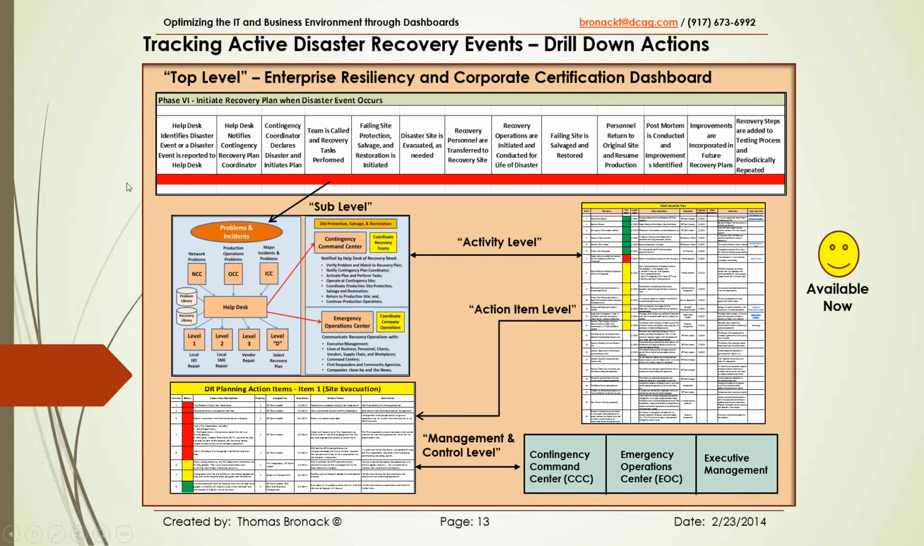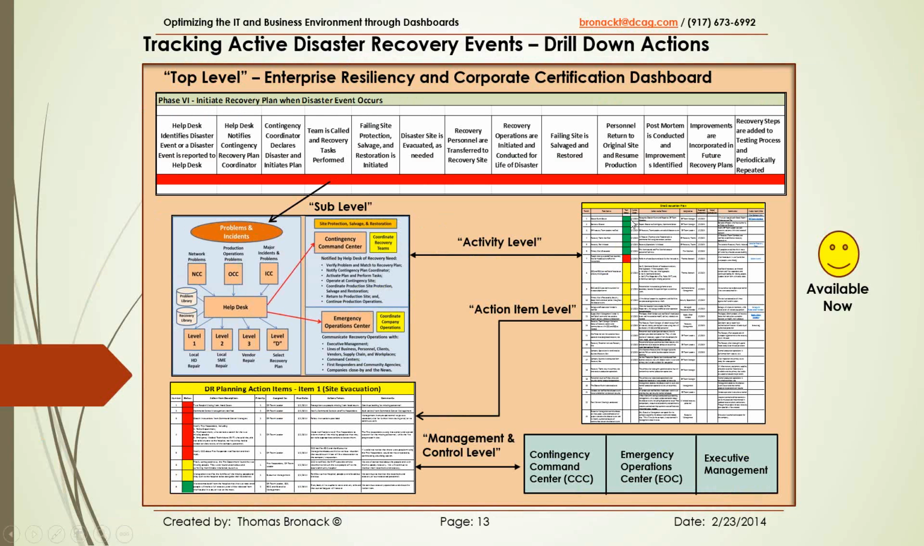Well, how did this all take place and what was the drill down process? We started from an executive dashboard, and this executive dashboard is used to create enterprise resiliency and corporate certification. In one of the phases, phase 6, you can either test or initiate a disaster event. In this case, we initiated a site recovery, and that was informed. The problem was forwarded on to the help desk. They told the contingent command center. Emergency operations was put in place. Recovery teams were started, and the recovery plan started.